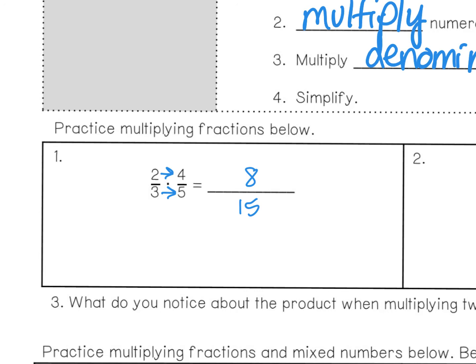In order to simplify, we're looking for a number that evenly divides into our numerator and our denominator. Our numerator is an even number, but 15 is an odd number. So at this time, there is nothing that we could evenly divide into 8/15. So that is going to be our answer, 8/15.